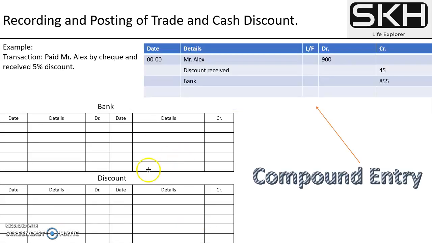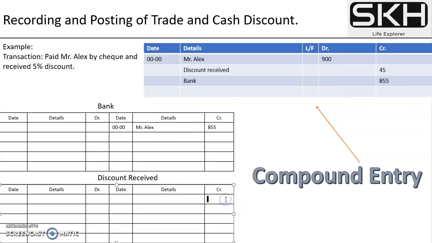Now I'll record this transaction in our further two ledgers. The first one is bank. The money is going out, 855, and the reason is Mr. Alex. So I will write it on the credit side as bank is credit. The second account is discount received. Here the discount received is credit by 45 and the reason is Mr. Alex. So this is how we record these transactions of cash discount in our books.